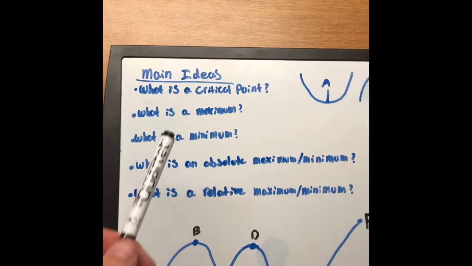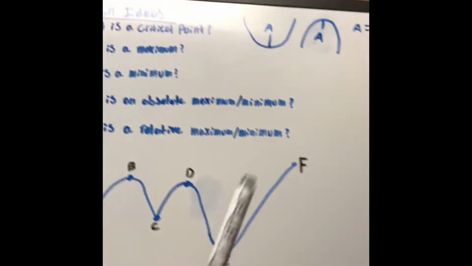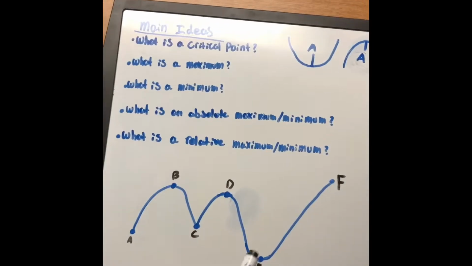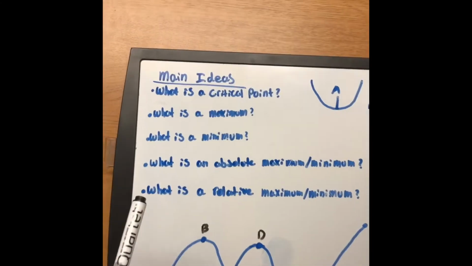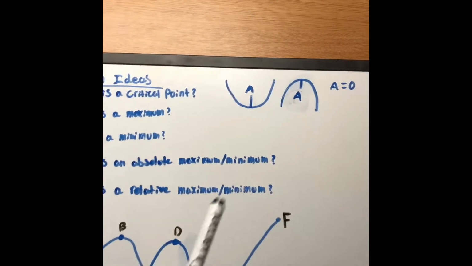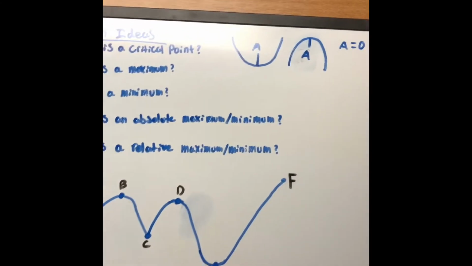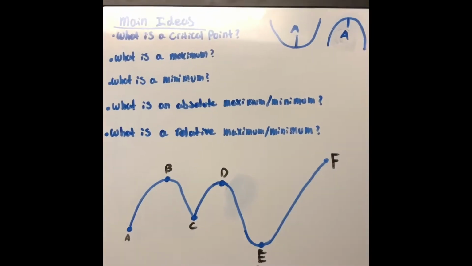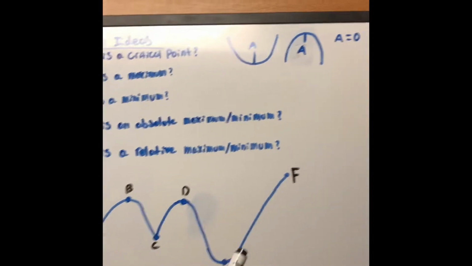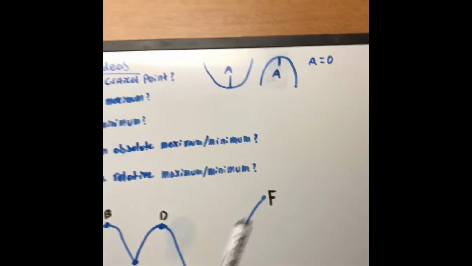Now, what is a maximum and what is a minimum? A maximum is the highest point in the graph, and a minimum is the lowest point in a graph. What is an absolute maximum and minimum? An absolute maximum and minimum are the absolute highest and absolute lowest points in the graph. So in this graph, letter E is the absolute minimum and letter F is the absolute maximum.